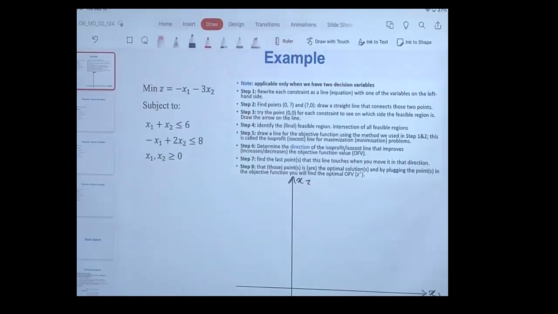So I'm going to turn that into an equation, where x2 is a function of x1. In that case, I'm going to rewrite it as x2 equals minus x1 plus 6. Does that make sense? This next one, I'll use a different color: x2 equals x1 divided by 2 plus 4. Does that make sense?